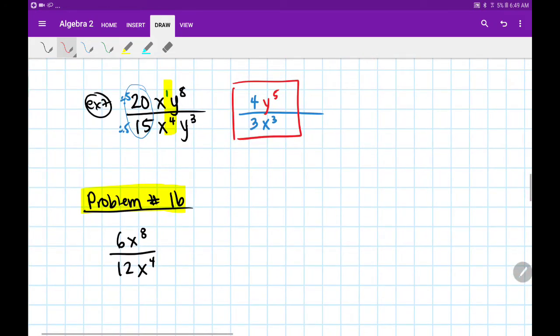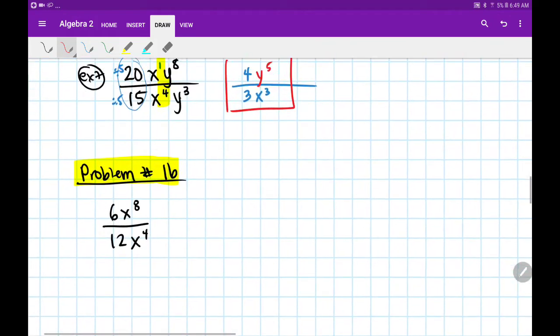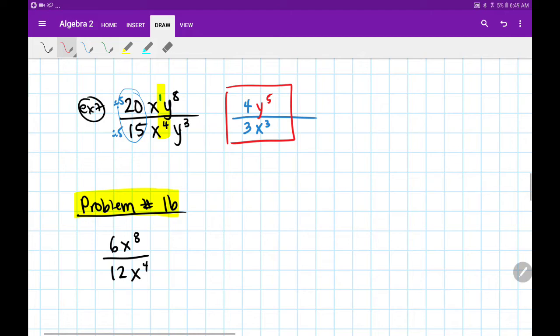Now let's actually do one of your homework problems. 6x to the 8th divided by 12x to the 4th. So look at what we did in our last example. We divided our coefficients first. So we'll simplify. Leaves me with a 1 in the top and a 2 in the denominator. And then simplify x to the 8 over x to the 4. Go ahead, try it yourself.